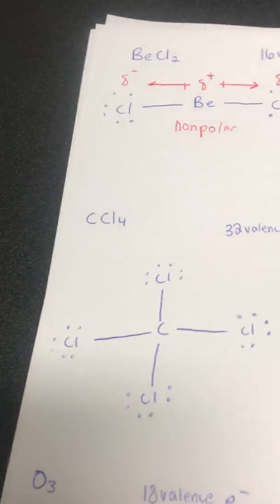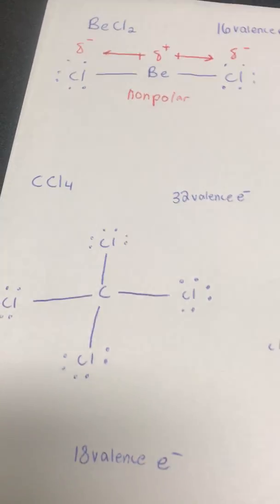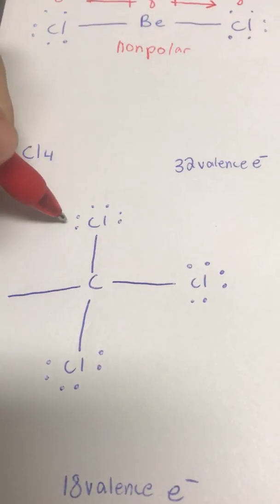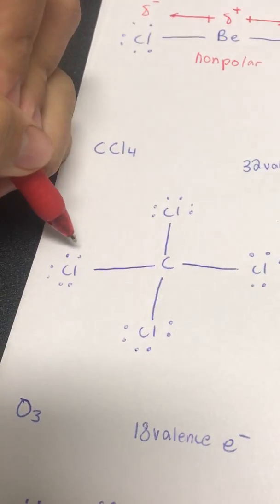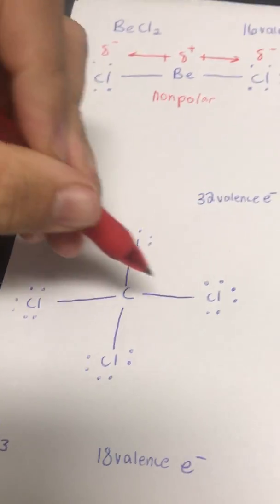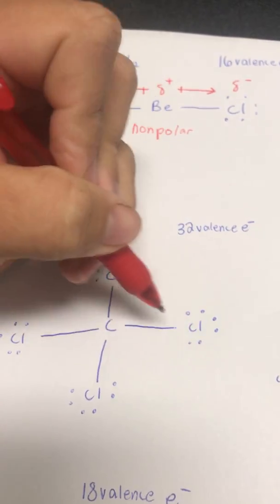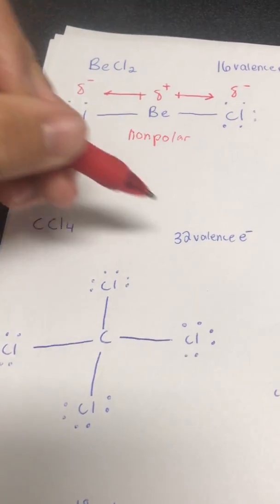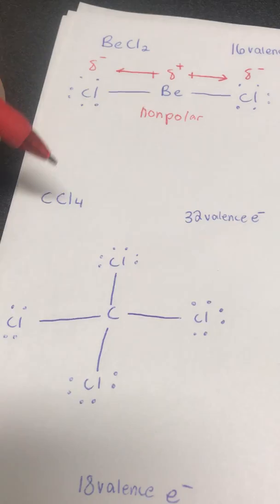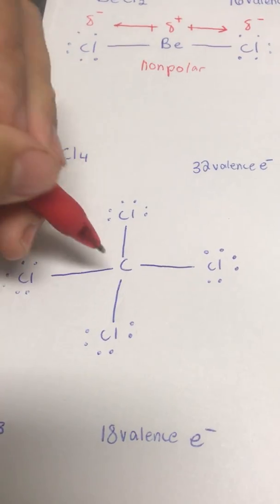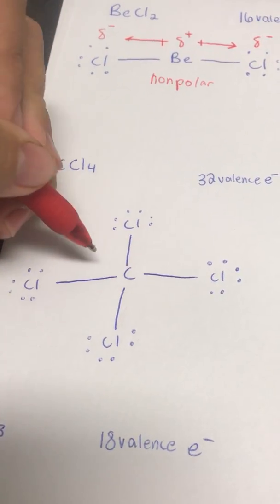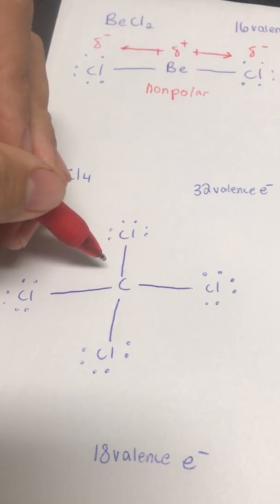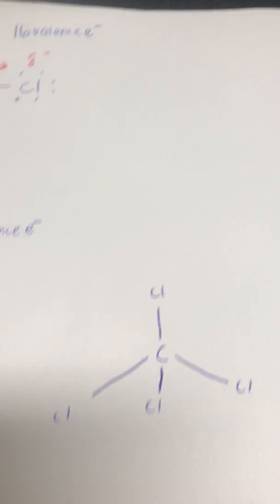Next, we have CCl4. Calculated that there are 32 valence electrons, but let's check. 1, 2, 3, 4, 5, 6, 7, 8, 9, 10, 11, 12, 13, 14, 15, 16 bonds gives us 32 electrons, so that would be correct. We have 4 domains here, and all 4 domains are equal. That will give us a tetrahedral domain geometry and molecular geometry.